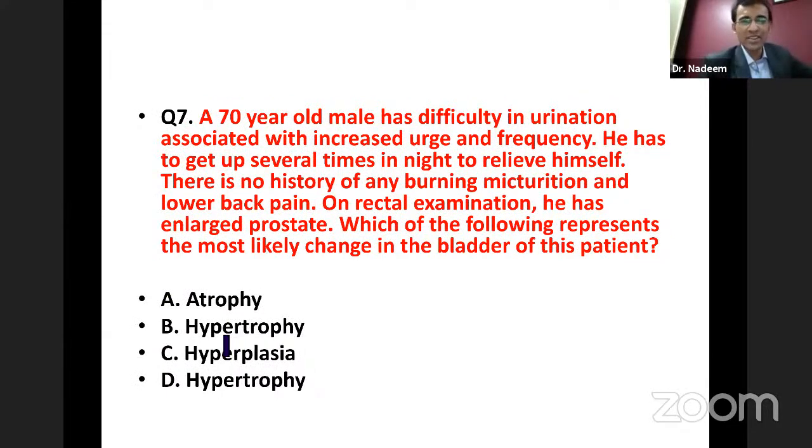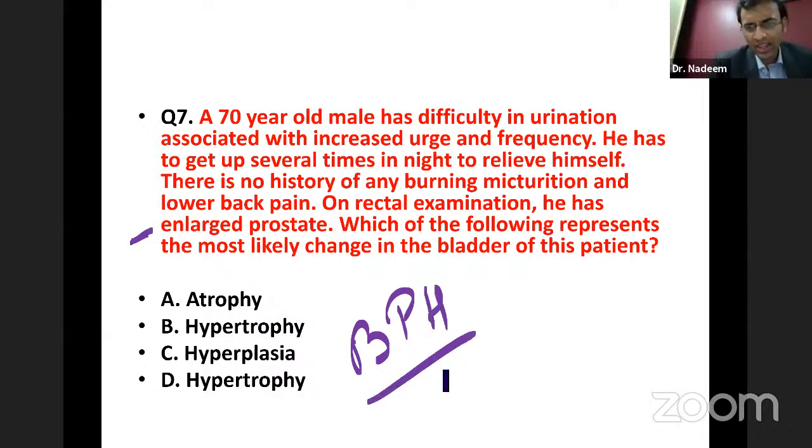Last question for you. A 70-year-old male has difficulty in urination associated with increased urge and frequency. He has to get up several times at night simply to relieve himself. There is no history of any burning micturition or lower back pain, so I can rule out UTI and all. On rectal examination, he has an enlarged prostate. Which of the following represents the most likely change in the bladder of this patient? Basically, overall, this is a case of BPH, benign prostatic hyperplasia, which is hyperplasia of prostate. Now you can answer me. I think most of you are going to mark C only, right? C. Okay, fine. I want to check.